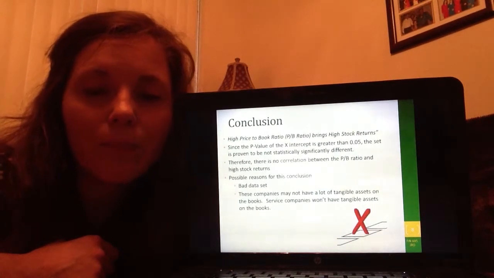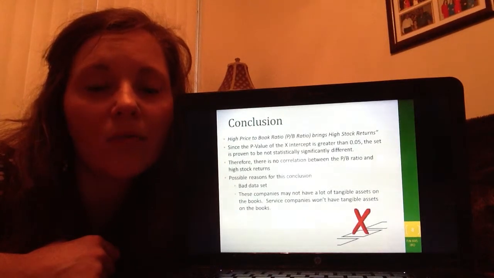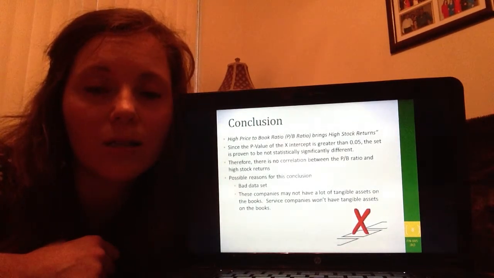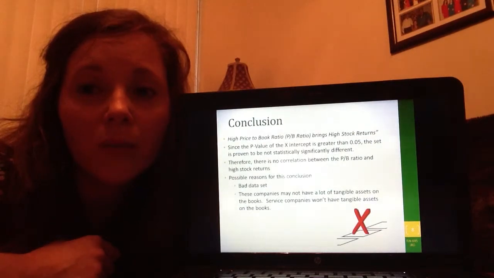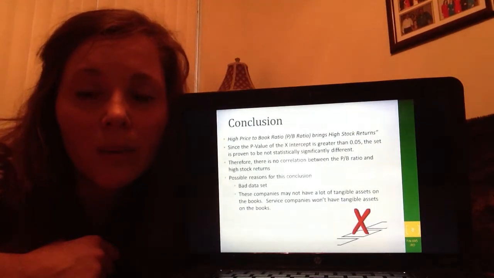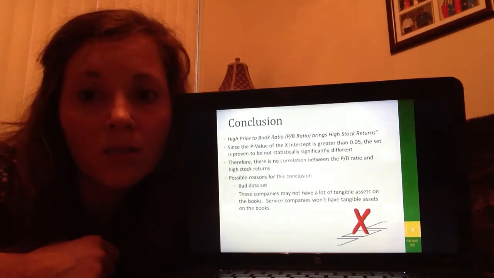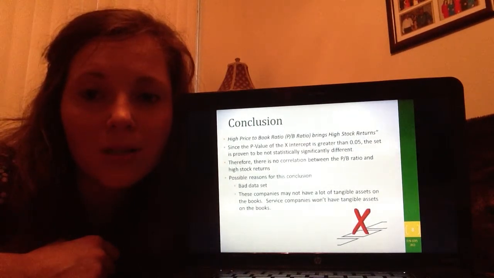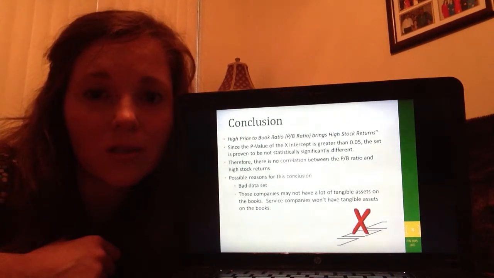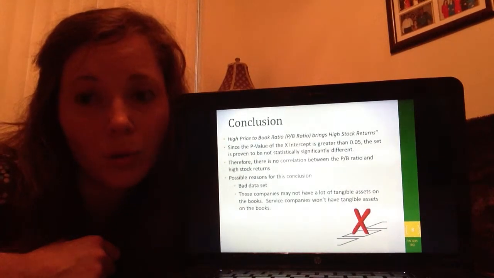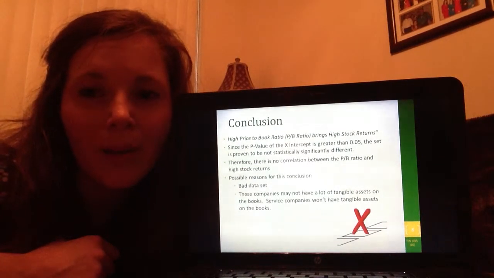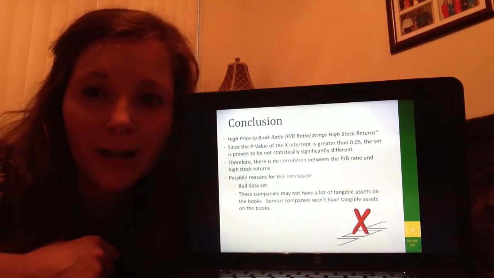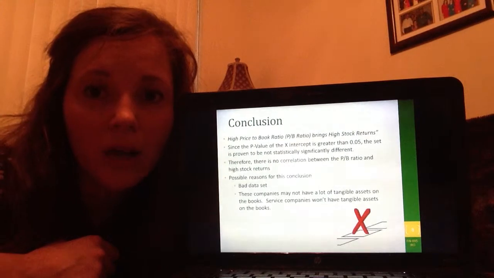Another thing I thought of was that since we're comparing book value of assets, a company would need to have assets on its books to give satisfactory results. Some of the companies that we looked at are actually service companies, so they won't have tangible assets on their books like other companies that have inventory, such as a company that sells supplies. So that could have thrown off my statistical tests, since some of the companies don't have tangible assets on their books. So not really what I thought would come out, but these are the results of my regression analysis for high price-to-book ratio brings high stock returns.